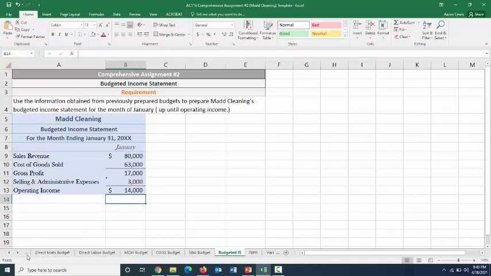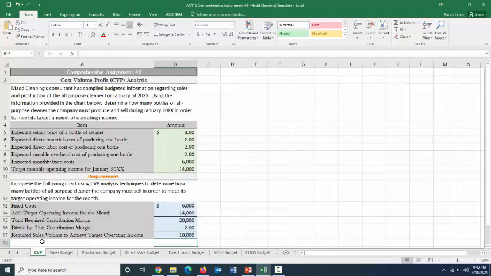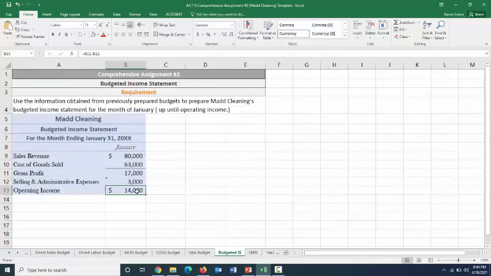And we can go back all the way to the beginning, to when we did our CVP analysis, to see if we're meeting our desired level of income. If we go all the way back to the very first step that we had on CVP, we said that our target monthly operating income for January of 20XX was $14,000. Well, we just proved that on our budgeted income statement.